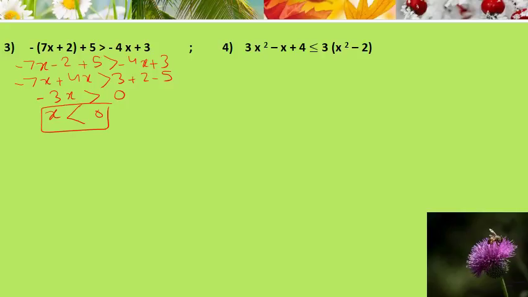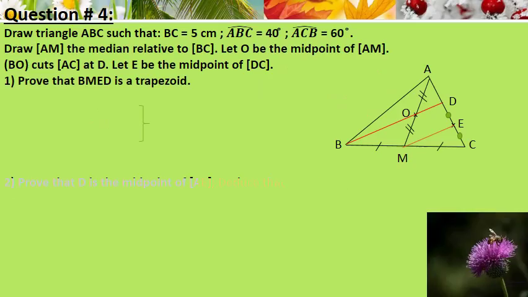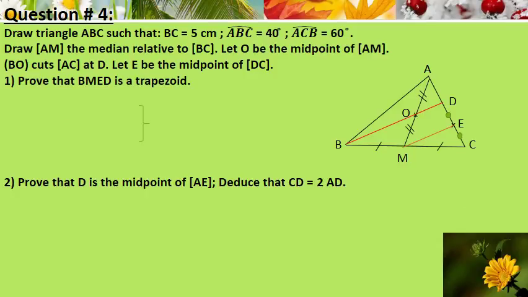The last one, Selena. 3x squared minus x plus 4 is less than or equal to 3x squared minus 6. Yes, all the x's on a side. 3x squared minus x minus 3x squared is less than or equal to minus 6 minus 4. 3x squared minus 3x squared, they cancel each other. Minus x less than or equal to minus 10. We divide both parts by minus 1. So x is greater than or equal to 10. This is the solution. Now question number 4.